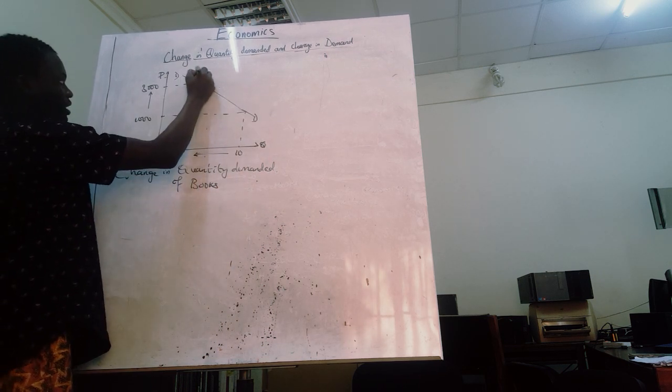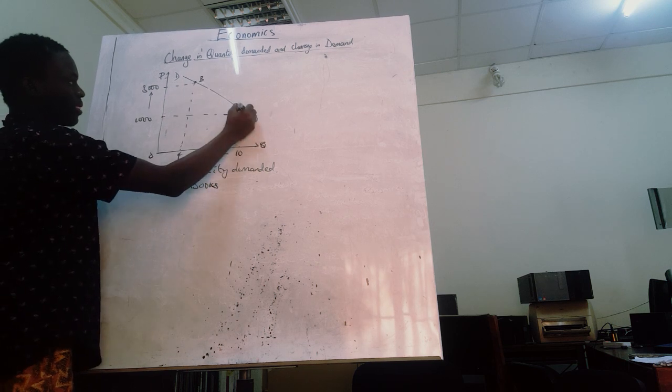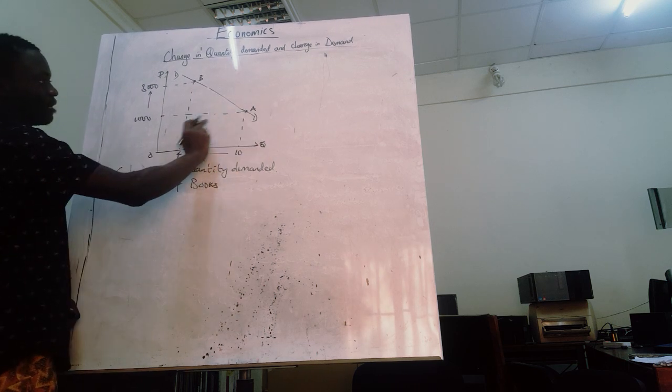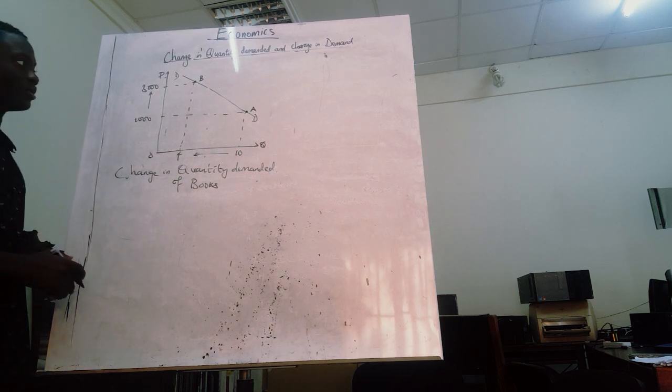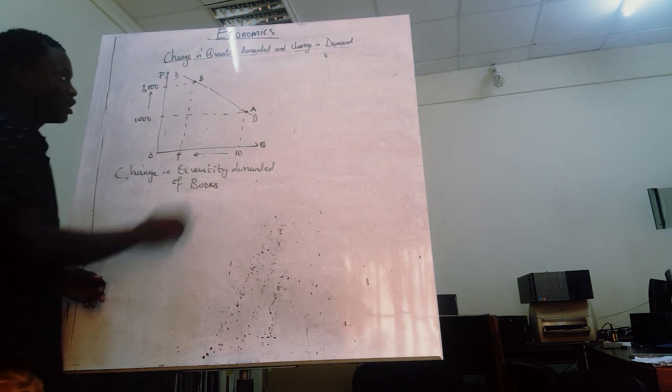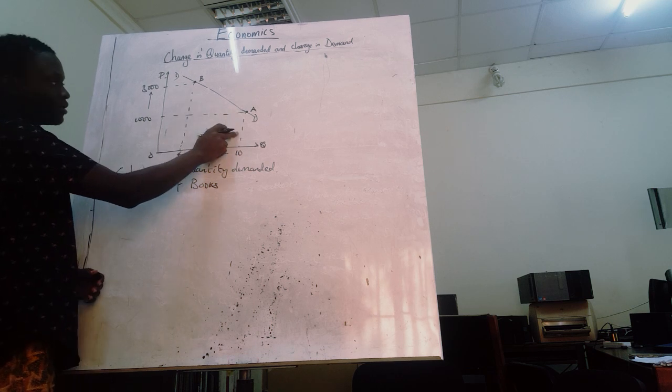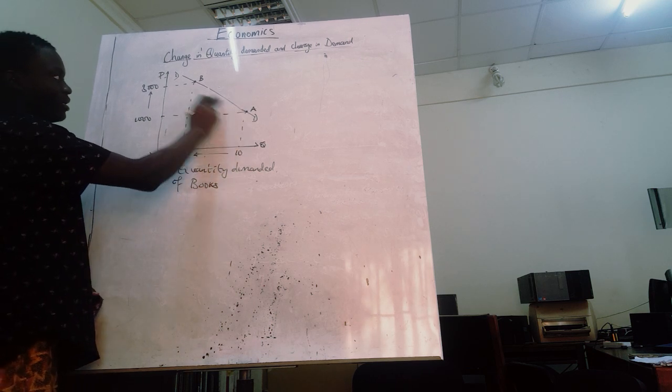Now we have this as point B, and this is point A, because we have a movement from A to B. Now this is how to depict change in quantity demanded. And how do we get to know? We see that along the old demand curve, there is a movement. We move from point A to point B.